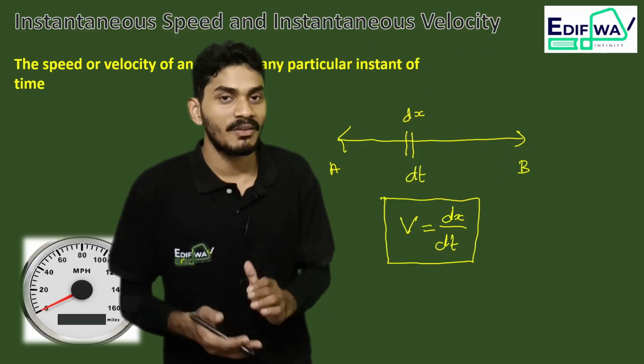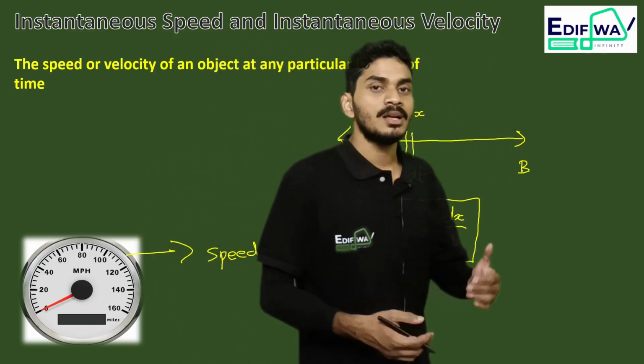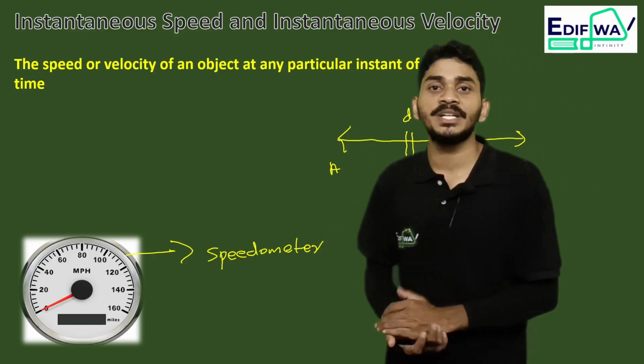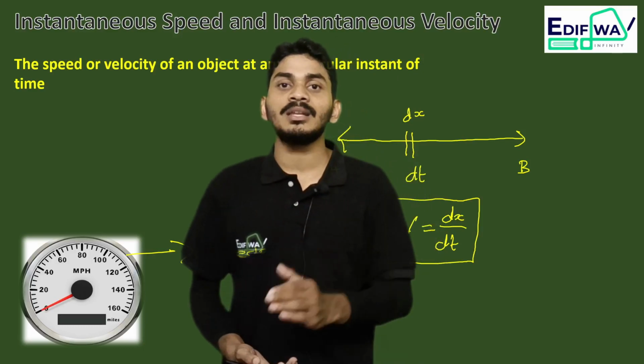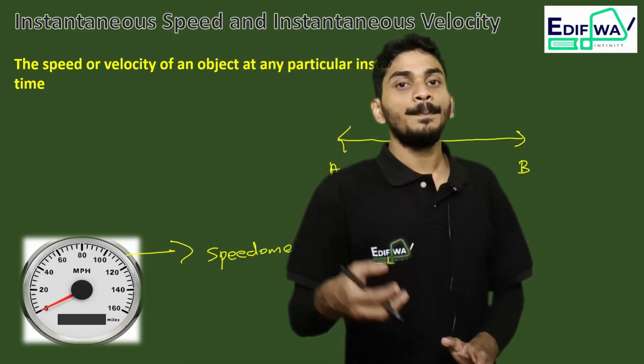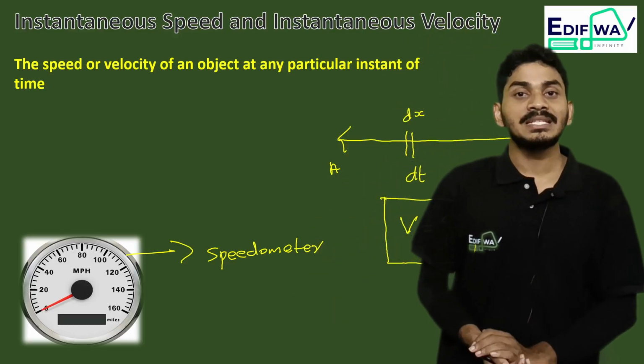So we have covered many concepts like speed and velocity, average speed, uniform motion, instantaneous speed and instantaneous velocity. And in lecture 4, we will be discussing the problems based on our current lecture, that is lecture 3.